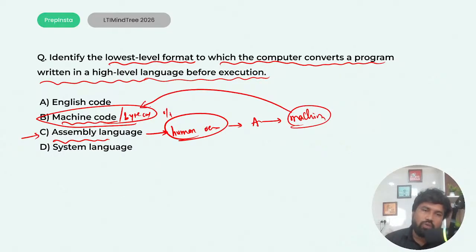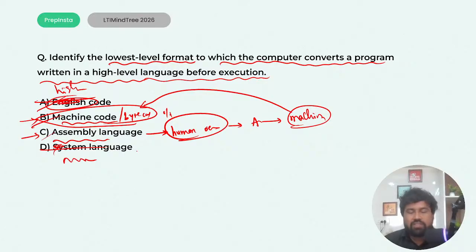So the low-level codes are the codes understandable by machines, which is machine code only. The options were English code, high-level code, and system language. System language is not there. Only assembly language, machine code, and English code. English here means they actually need to give high-level language and medium-level language. They have given random options. You can easily choose.